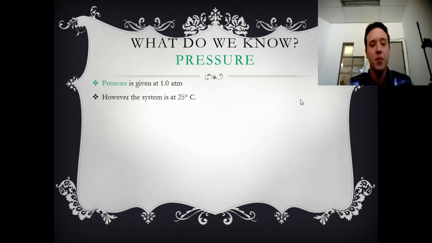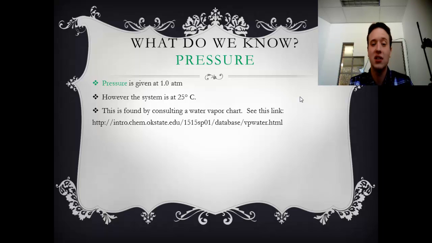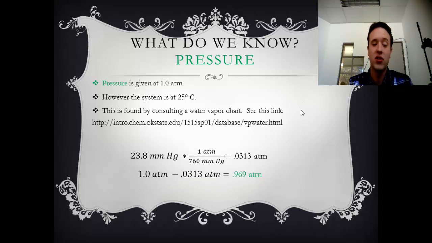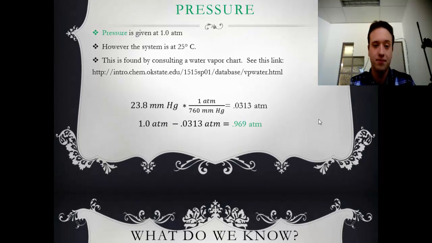What do we know? In the problem, pressure was given to us at 1.0 atm, however the system was at 25 degrees Celsius. Since it's at 25 degrees Celsius, we're going to need to consult a water vapor chart. If we look at a water vapor chart, we see that at 25 degrees Celsius, pressure is 23.8 millimeters mercury. If we then take 23.8 millimeters mercury and divide it by 760 millimeters mercury for every 1 atm, we're going to get 0.0313 atm. If we then subtract it from our initial given pressure, we're going to find that our pressure value is 0.969 atm.